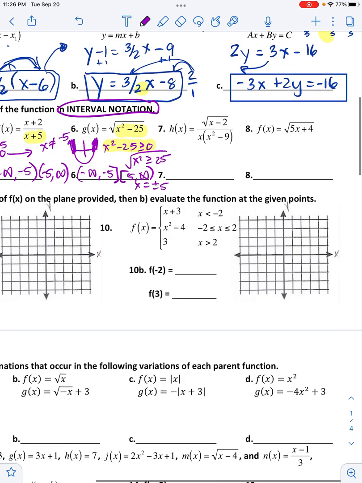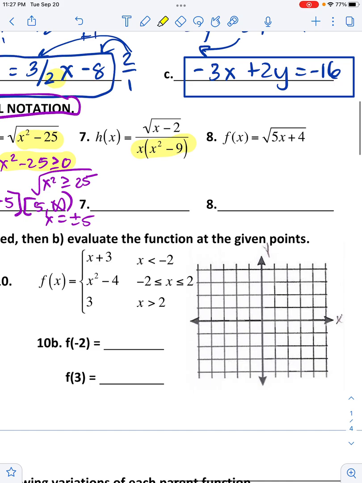This next one's a bit tricky, but it's got this. And actually it has a restriction on the top as well. So you have to think this through. Up on the top, I need x minus 2 to stay greater than or equal to 0. So x has to be greater than or equal to 2. That is one of my restrictions.